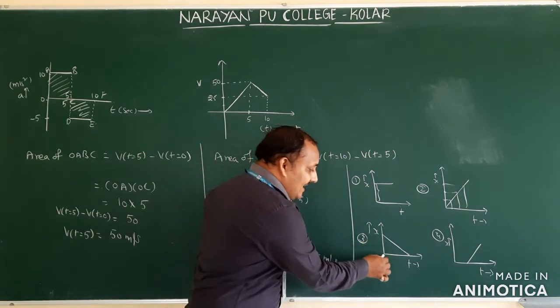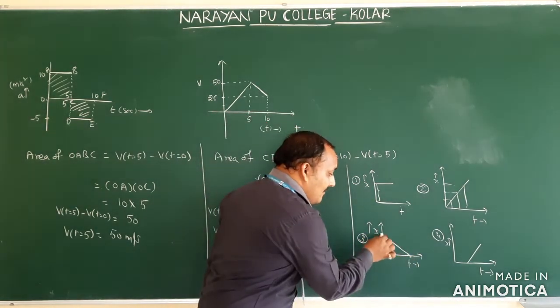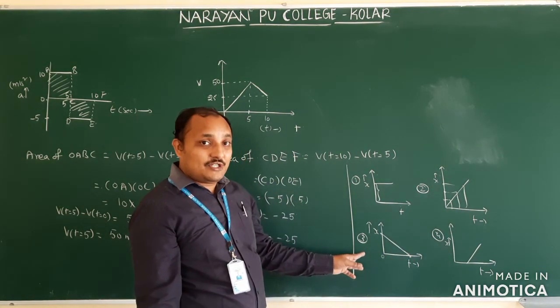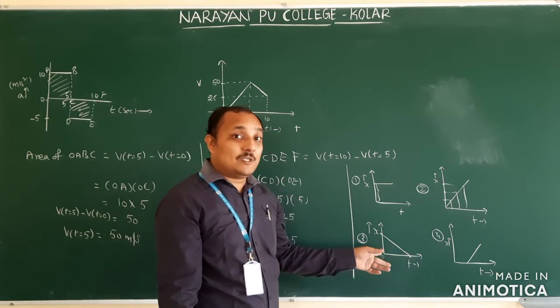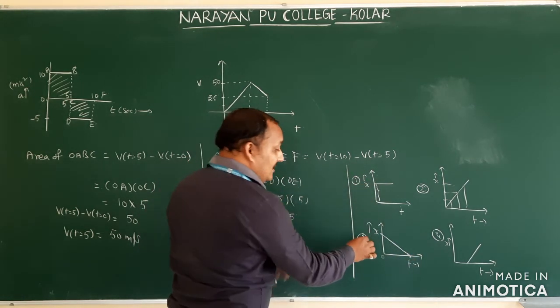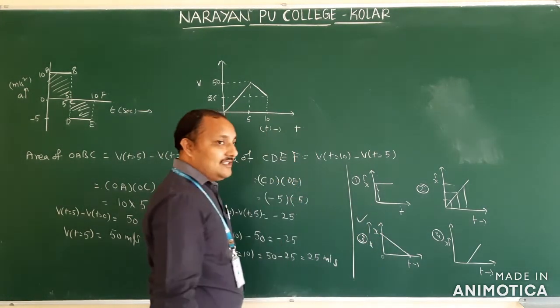What is this graph indicating? Initially he is at some position, but after some time, what is 0? Distance is going to become 0. Will distance be 0? Distance cannot be 0, but displacement can be 0. Therefore, they ask distance time, this is not possible. This is not possible means the correct answer is this one.